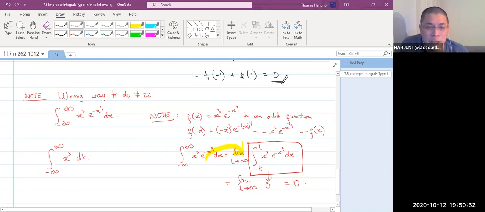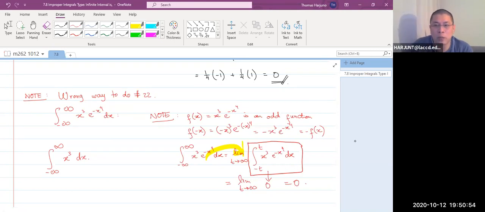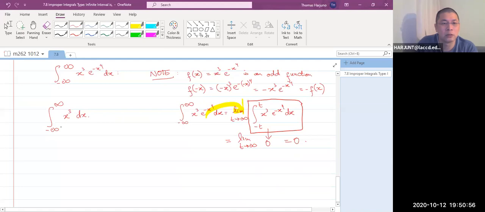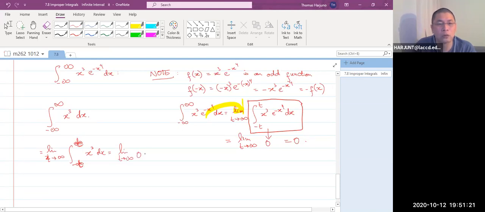It doesn't work. It just works if you do it this way, but it doesn't work systematically. You say, oh, you know what? This is the limit as t goes to infinity of the integral from negative t to t of x cubed dx, and because that's an odd function, it is the limit as t goes to infinity of 0, then it is 0. That's if you do it that way though.